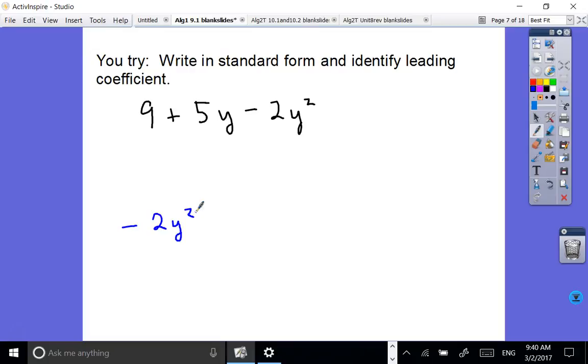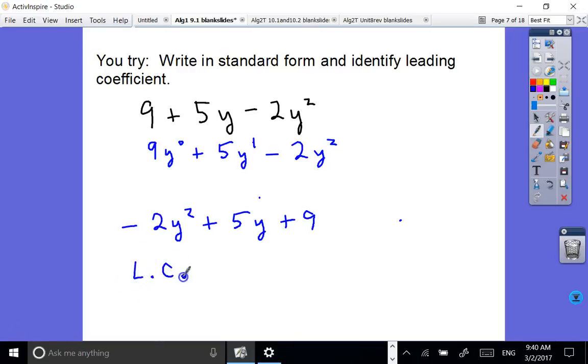5y. If you've confused the constant term, you could think of it like this. I could rewrite this as 9y to the 0 plus 5y to the 1 minus 2y squared. Because what is y to the 0? It's just 1 anyway. So now we can definitely put these in order of the exponents. The highest exponent was a 2, so that went first. The next was 5y. And the next is 9. What does that make the leading coefficient? The leading coefficient equals -2, the number in front of the highest power term.